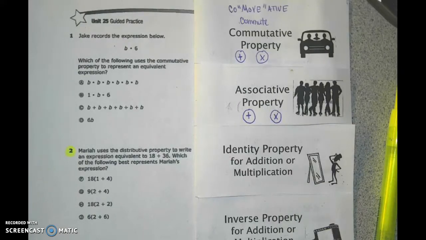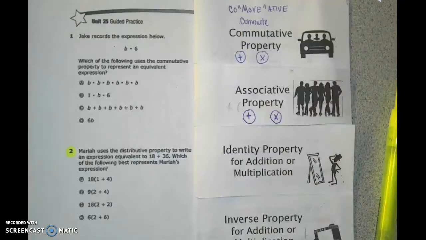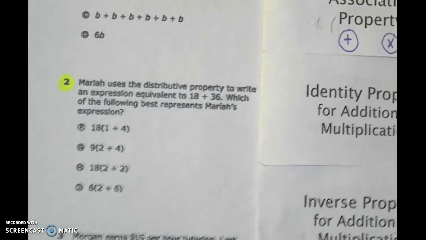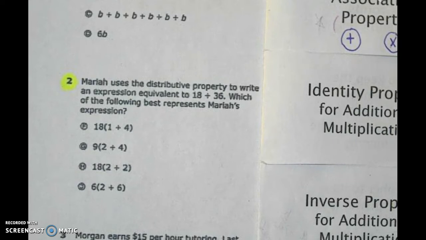Today we're going to be looking at our homework for tonight, which is covering our mathematical properties again. So let's jump right into problem number 2. Problem number 2 says, Maria uses the distributive property to write an expression equivalent to 18 plus 36. Which of the following best represents Maria's expression?